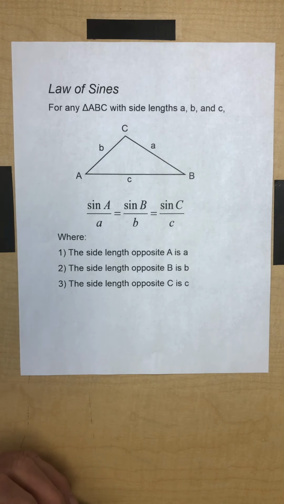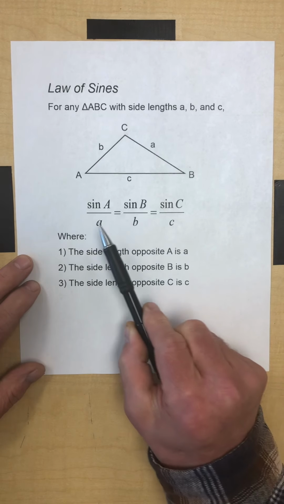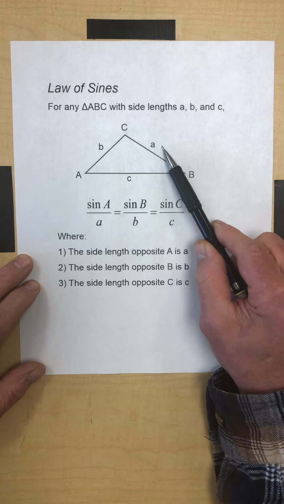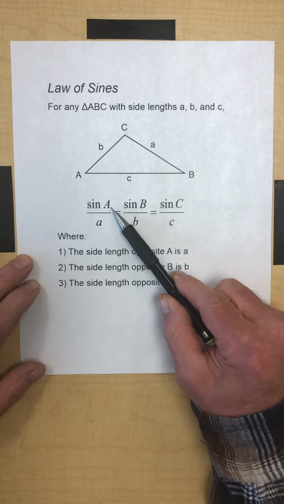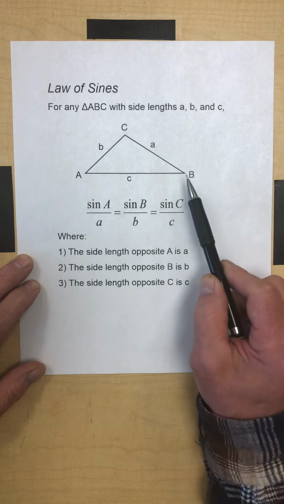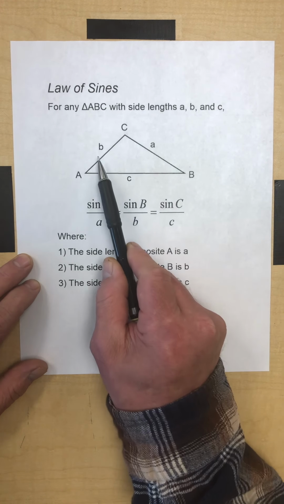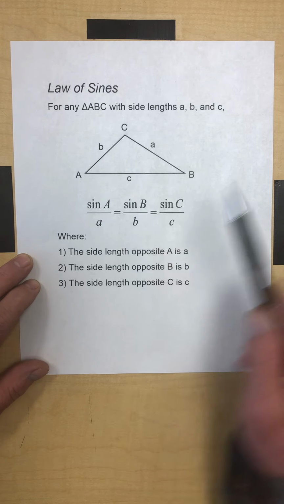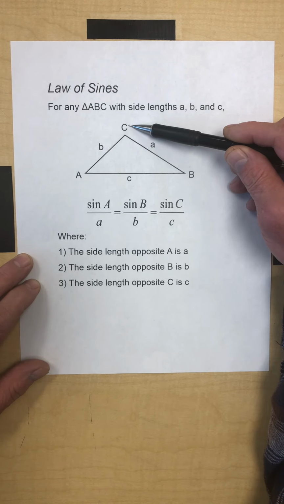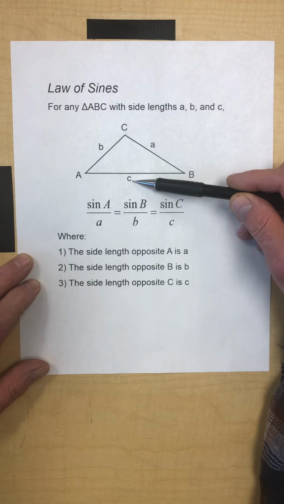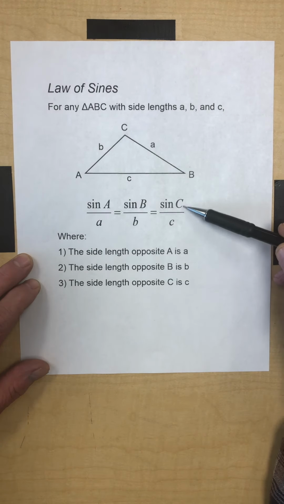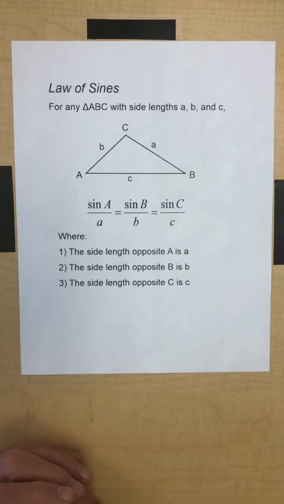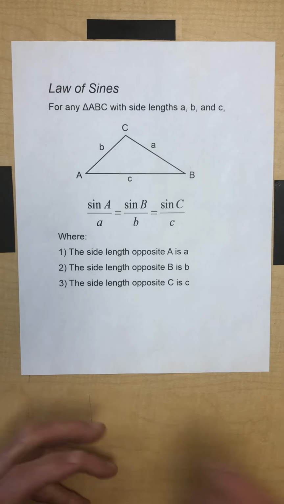Okay, so we have these ratios that all have to be equal to each other in any triangle at all. If we take the sine of angle A and put it over the length of the side opposite it, so that'd be sine of angle A over little a, and the sine of angle B over little b, and then the sine of angle C over little c. These three ratios have to be the same in any triangle at all.